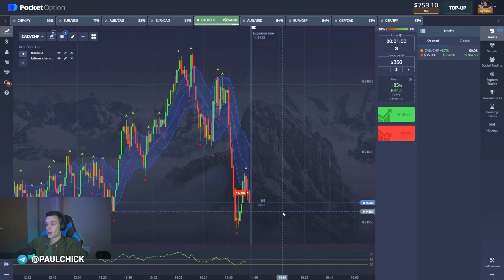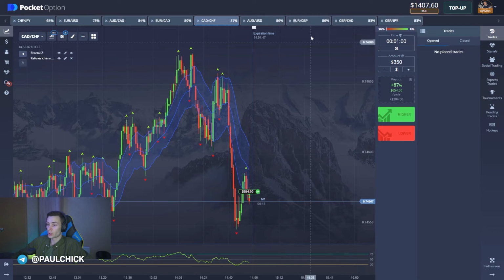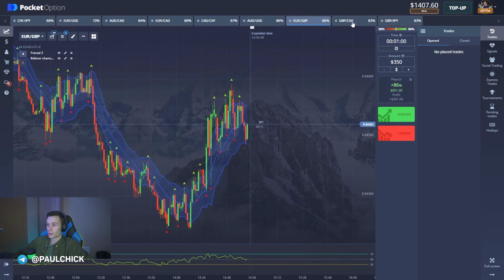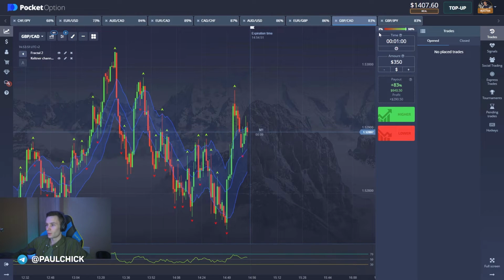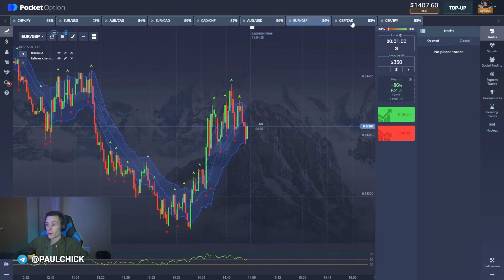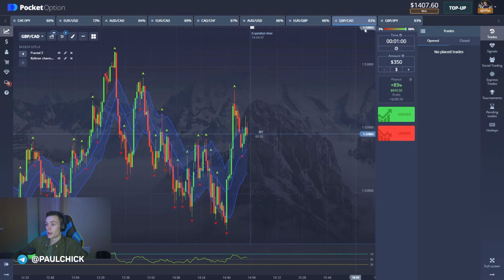And there's 5 seconds left before the closing, guys. There we go, and our position is in profits. We got $1,400 on our balance, and we've got almost 1,000 in profits today. And we're not gonna stop here. Let's find the next currency pair for the most profitable trade entry.